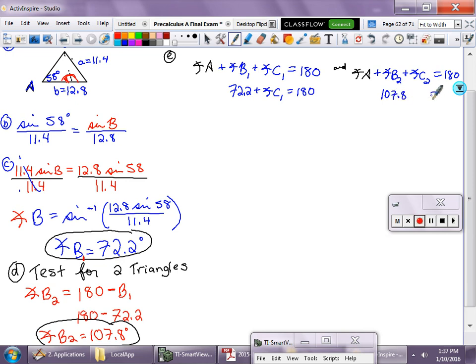Okay, we don't know what this is. So here we go, back to black. And this is our given angle, which has to remain constant in both. Okay, so angle C1, and this is going to be plus angle C2. Okay, so angle C1 is going to equal 180 minus the sum of these. Okay, so you could put that in parentheses, 58.